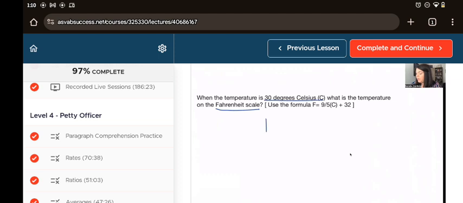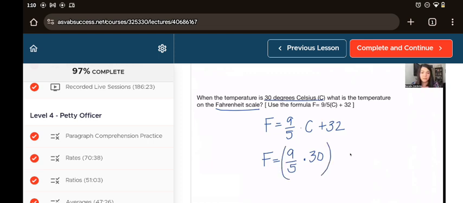So the F stays there. You see how this one's different? We multiply this by 30. So I'm going to go parentheses, so I know how to do this first. And then I add 32. This one is different because I'm replacing different things. So pay close attention to that. The point here is that wherever we see a letter replaced, that's where we're going to put that number.